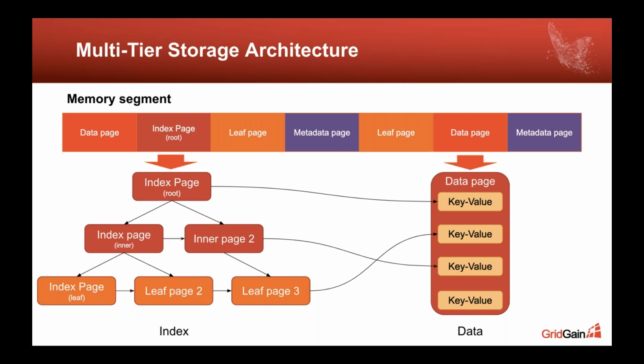So you see the root index pages refer to index pages on a lower layer, and the pages on this layer refer to leaf pages at the bottom, and all the pages refer to key-value pairs or tuples on a data page, and all together they form our indexes and partitions.